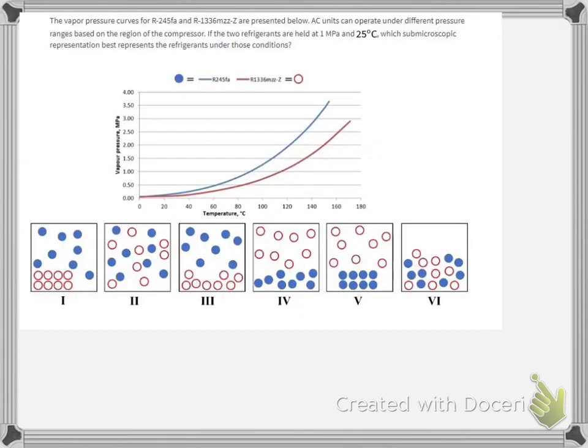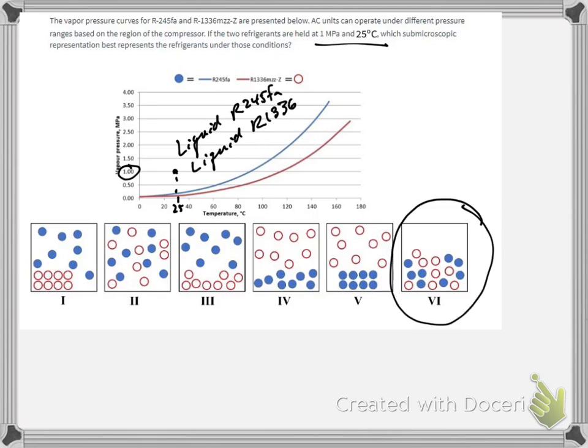Okay, this is using representations. If the two refrigerants are held at 1 megapascal and 25 degrees Celsius, which representation is correct? All right, so let's take a look at, where's 125? 125 puts us into the liquid-liquid region. So now what we want to do is identify where is the liquid-liquid region.